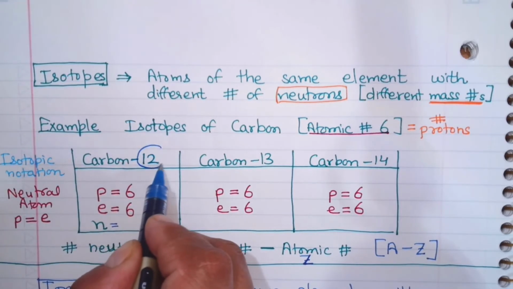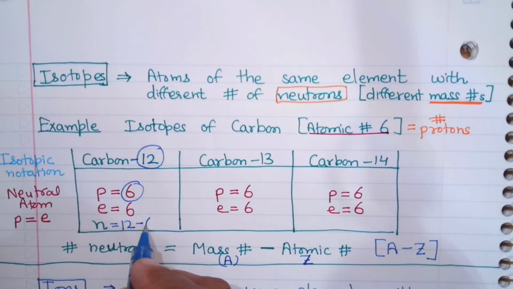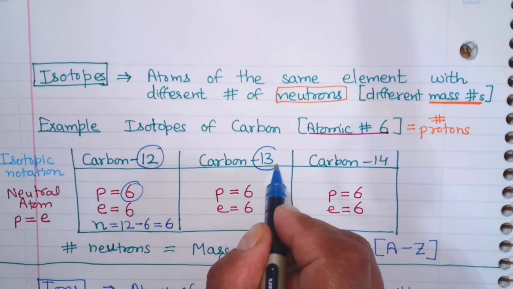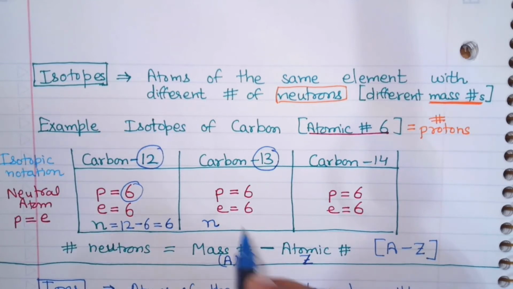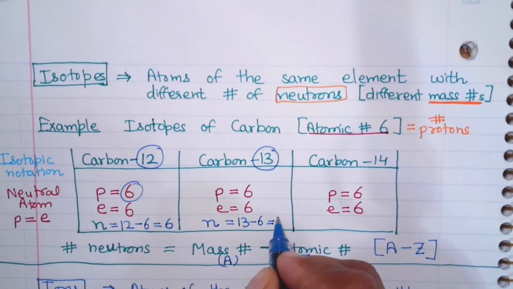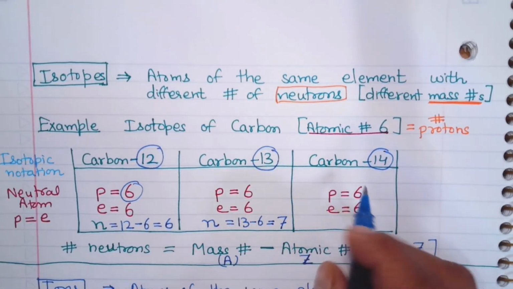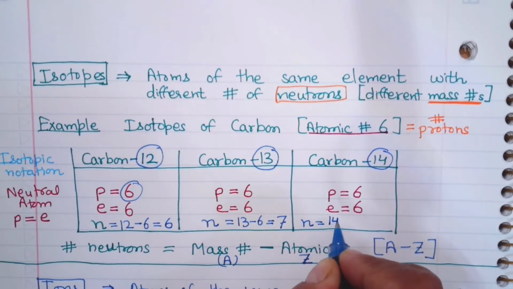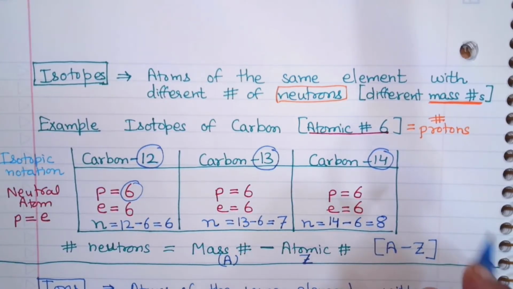Now let's solve for the number of neutrons for carbon-12. Carbon-12 has a mass number of 12, so that would be 12 minus the number of protons, which is 6, right? And now carbon-13 has a mass number of 13, so the number of neutrons would be mass number minus atomic number, so that would be 13 minus 6, and that is 7. Right? And let's solve for the number of neutrons in the carbon-14 isotope. So the number of neutrons would be the mass number minus the atomic number, which is 6. That would make 8 neutrons, right?